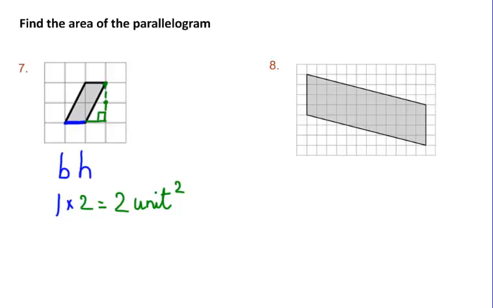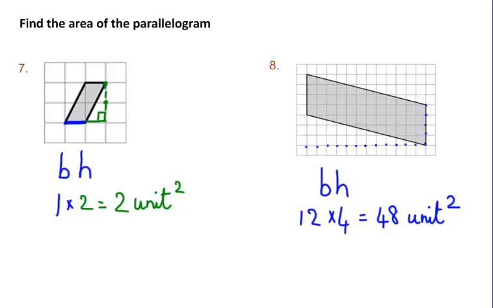Let's look at the next example. Again, base times height. The height in this case is 1, 2, 3, 4. So the height is 4. Let's take a look at the base. 1, 2, 3, 4, 5, 6, 7, 8, 9, 10, 11, 12. Base is 12. 12 times 4 is 48 unit squared.